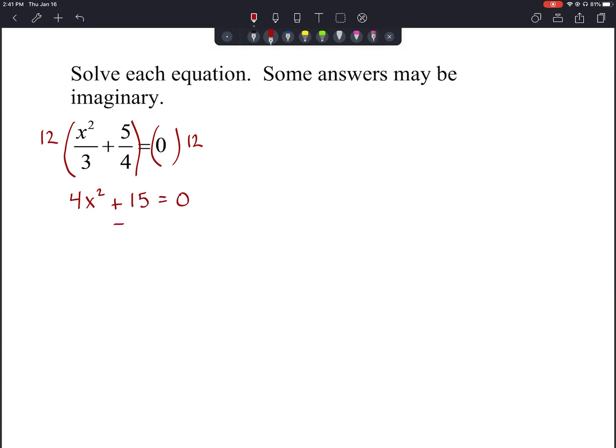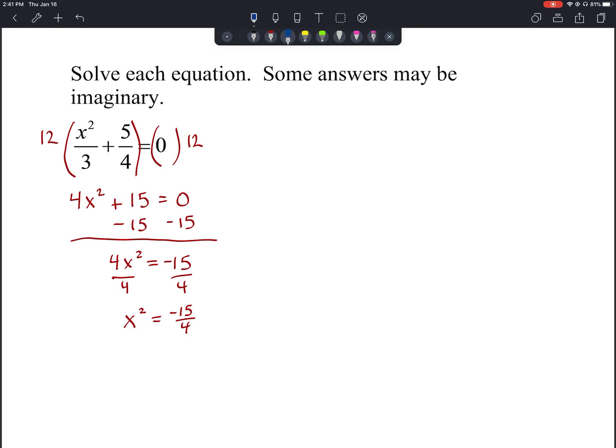And to solve it, let's just go ahead here and let's isolate our x. I'm going to subtract 15 from each side. We have 4x squared equals negative 15. Then after dividing by 4, we have x squared is equal to negative 15 fourths.